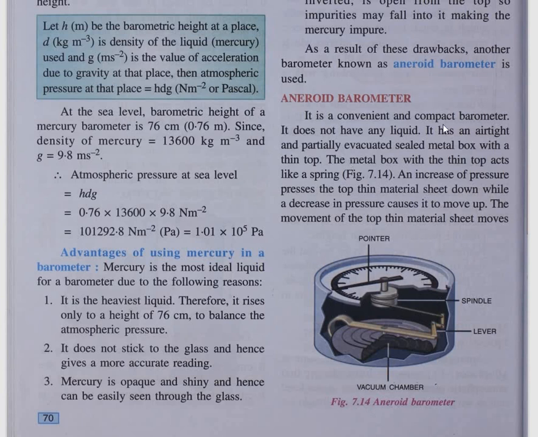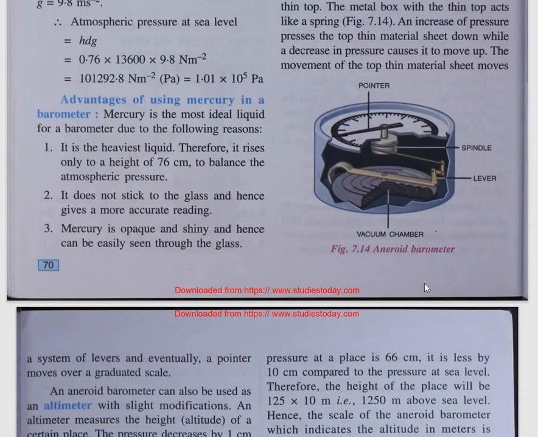So when it is airtight, a totally evacuated sealed metal box with a thin top, the metal box with a thin top acts like a spring. With an increase in pressure, the top thin metal sheet will go down, and with a decrease in pressure it will go up.